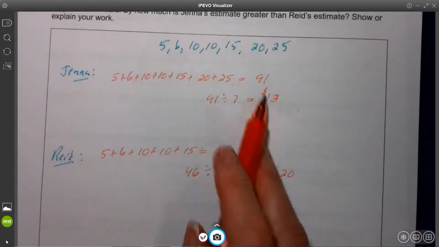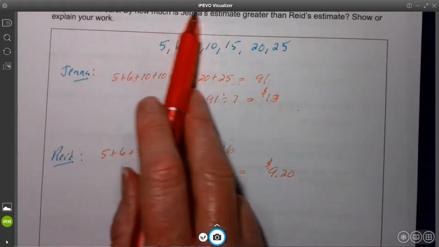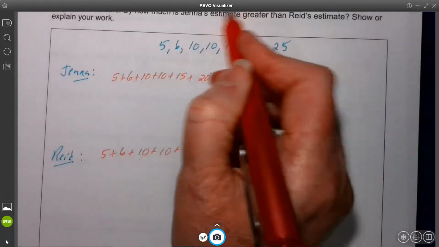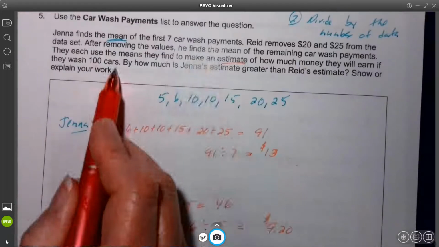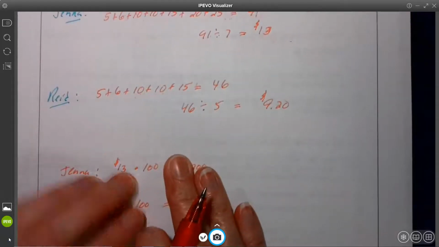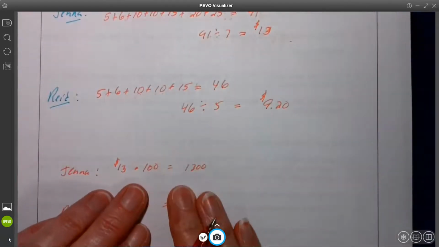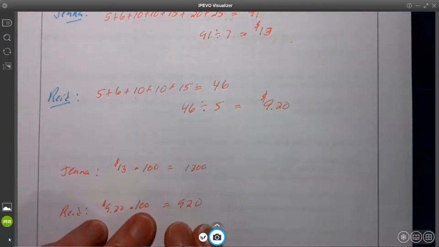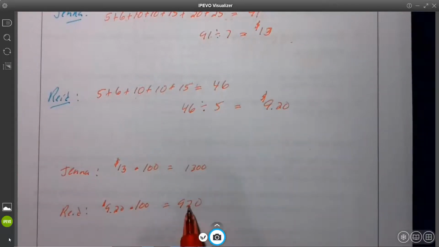Okay, so then what does it say? So we found the average. Now it says, use them to find an estimate of what we would get for 100 cars. Okay, estimate for 100 cars. So what do you think you're going to do there? Try it. So you're going to take $13, Jenna's average, times 100. You're going to take $9.20 times 100. That was Reed's, and get $920.